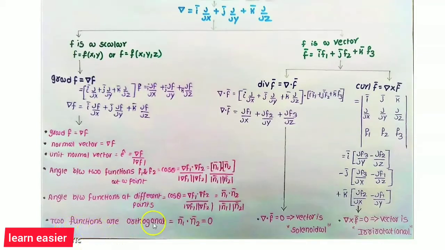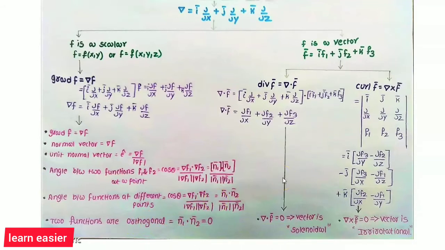And next we have a problem like this. If two functions are orthogonal, then we have to calculate n1 bar dot n2 bar equal to 0. That means if we have a problem in which two functions are orthogonal, then we take the dot product of the normal vectors of the two functions. Here n1 bar is del f1 and n2 bar is del f2. So the condition is del f1 dot del f2 equal to 0 for functions which are orthogonal. And next we move on to the divergence.